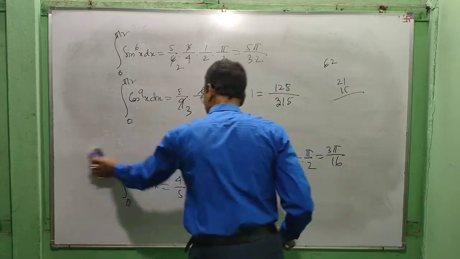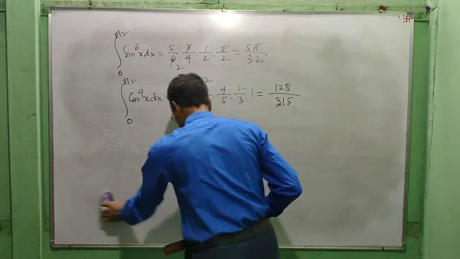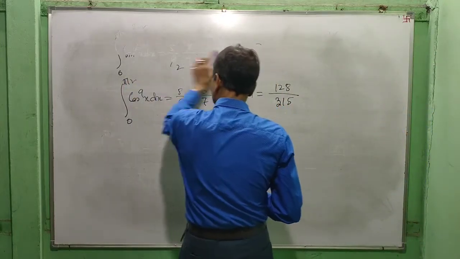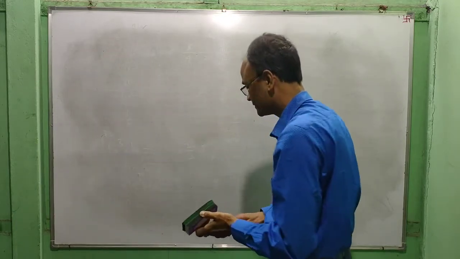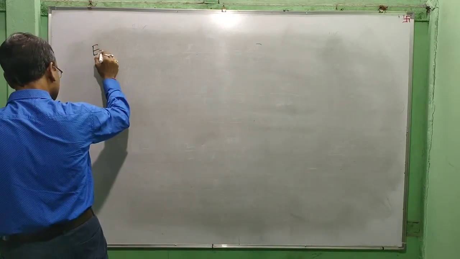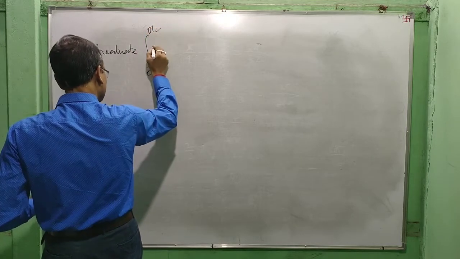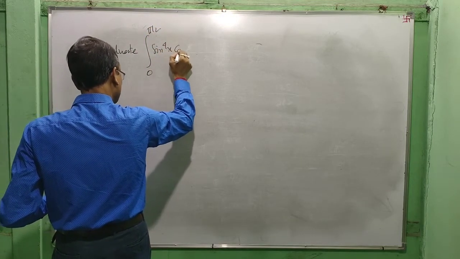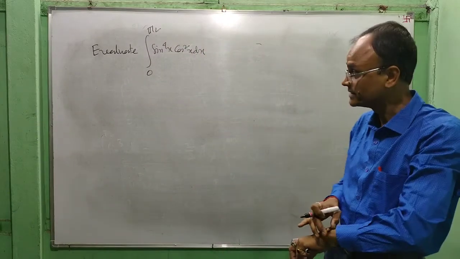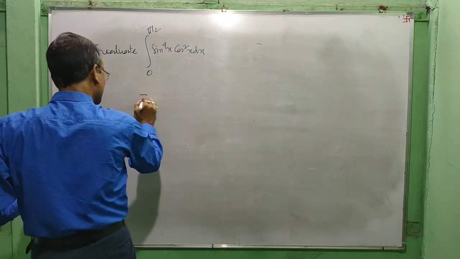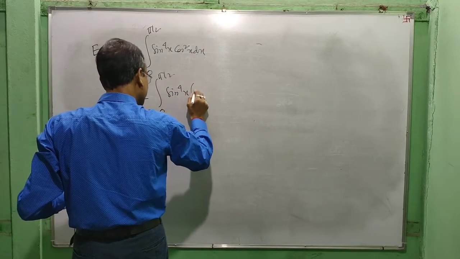In this way, now evaluate the integration from 0 to pi by 2 of sin to the power 4x cos square x dx. You may write it like this also.